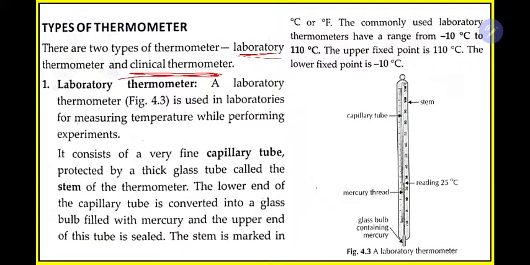So basically there are two types of thermometer. We'll read in detail, but from the name we can get a clear idea about how they work and their different functions. So first we'll discuss the laboratory thermometer. A laboratory thermometer, in figure 4.3, is used in laboratories for measuring temperature while performing experiments. So they're telling us when we will use this thermometer.